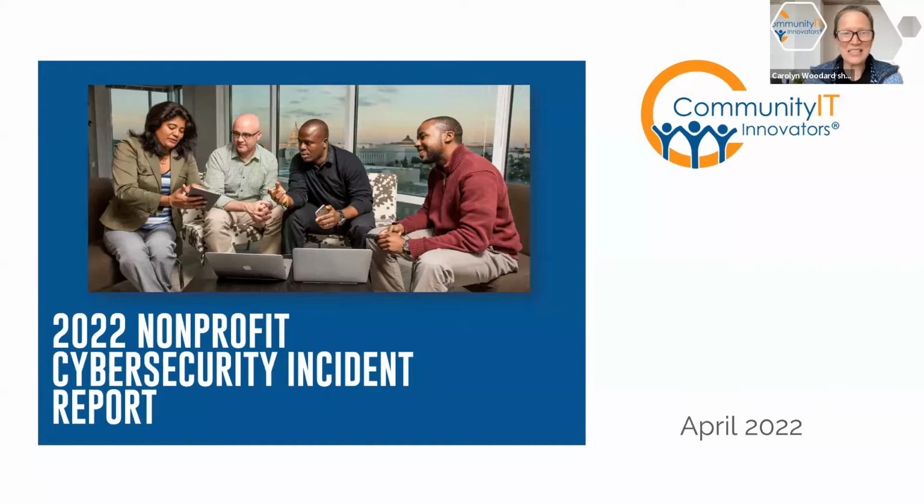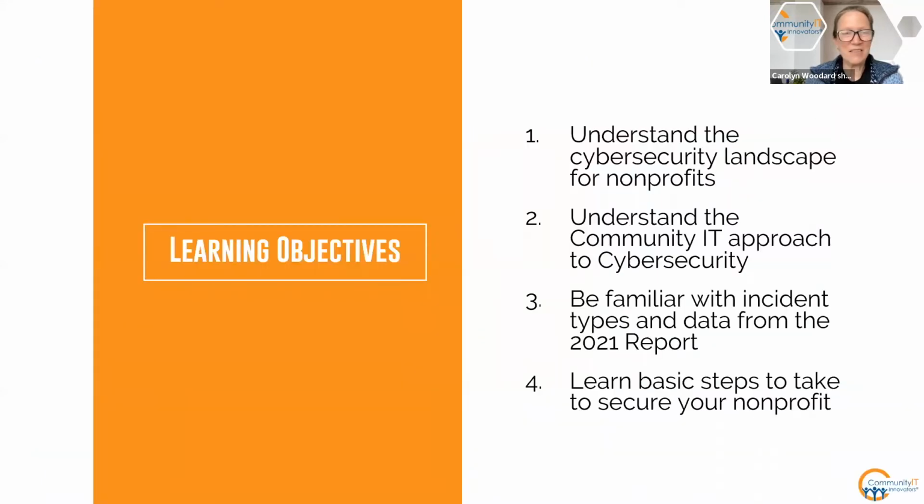So Matt, if you can go to slide 2, we're going to talk a little bit about our learning objectives. After the webinar today, you should be able to understand the cybersecurity landscape for nonprofits. You should be able to understand our Community IT approach to cybersecurity. We have a framework and we're going to talk a little bit about it. You should be familiar with the incident types and data from the 2021 report. And Matt is going to go over some definitions. So don't worry if you're not up to the minute on terminology, because we're going to cover all of that. And then we're going to learn basic steps to take to secure your nonprofit.